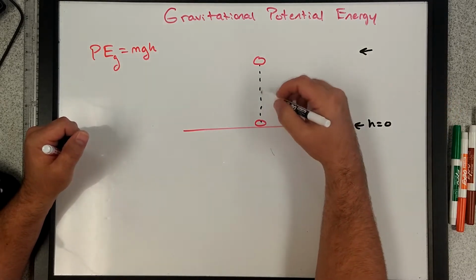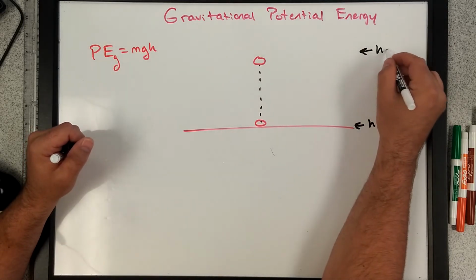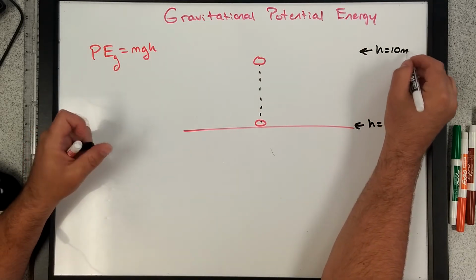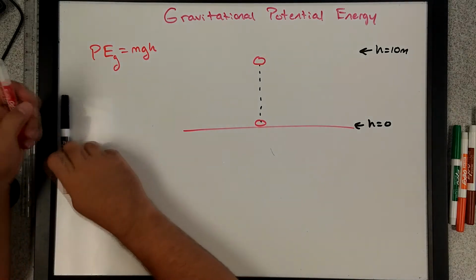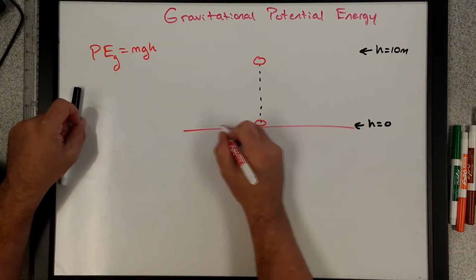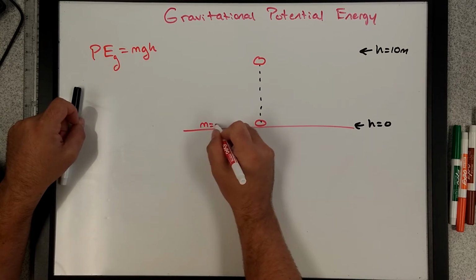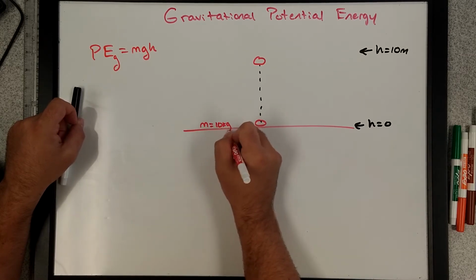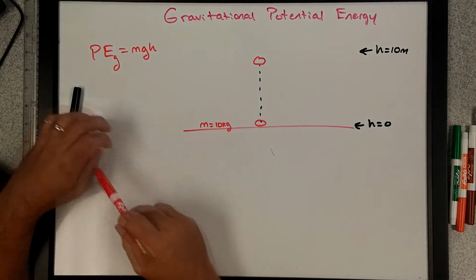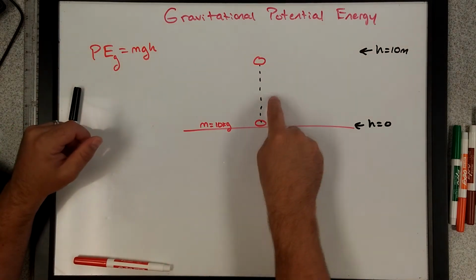Anyhow, I take this rock and I move it to a higher spot. So now I'm going to say h here is 10 meters. And just to help quantify this, I'm going to say the mass is 10 kilograms. We'll make things easy, right? So I took this rock and I moved it to a higher spot.